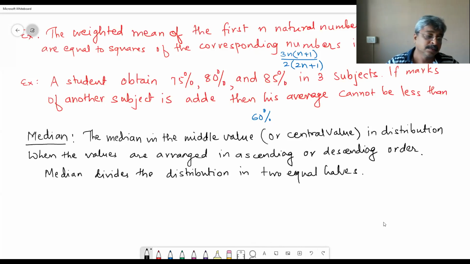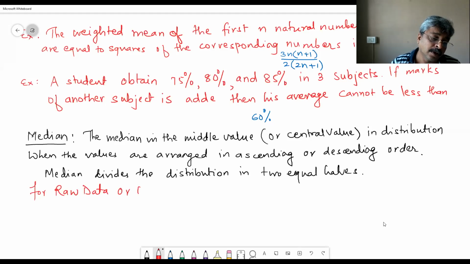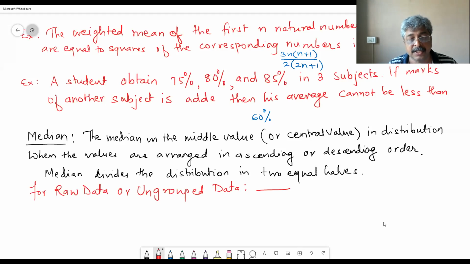So if you have ungrouped data, raw data or ungrouped data, you arrange first in ascending or descending order and find out the middle value. Okay, that middle value is called median. Okay, so you will have 50% of the observations to the left of median, 50% to the right of median.